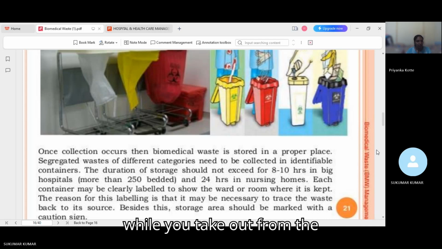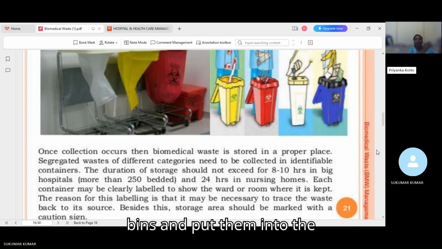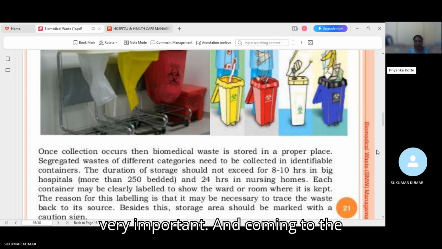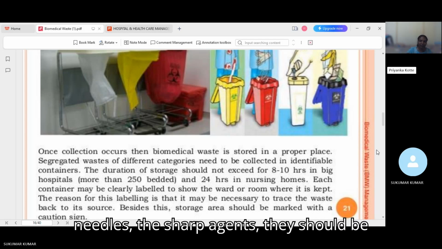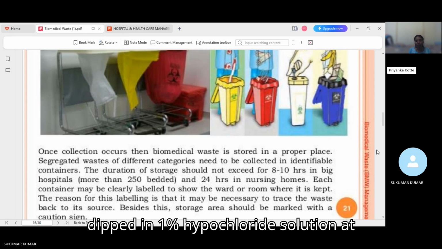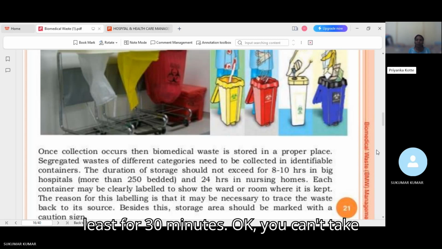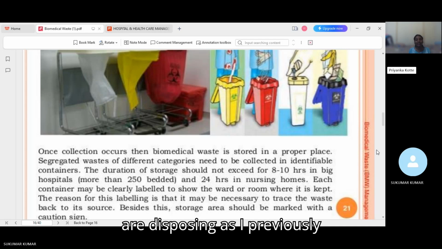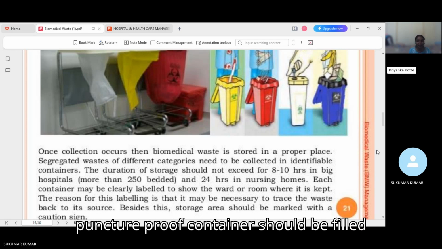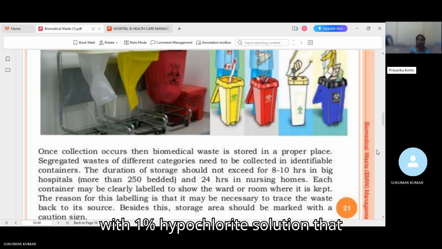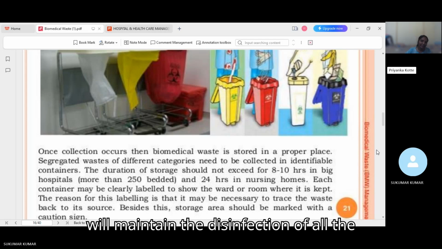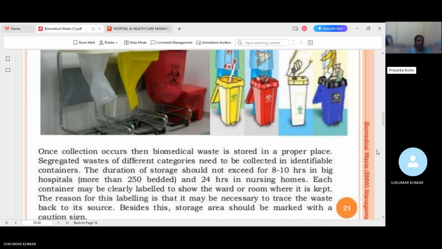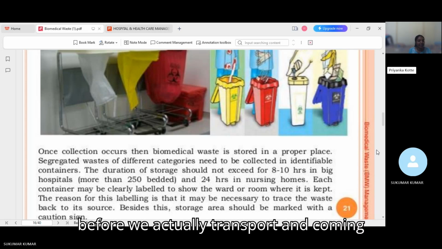Okay, so while you take out from the bins and put them into the transportation trolley, see whether it is mutilated properly or not. That is very important. And coming to the needles, the sharps, they should be dipped in 1% hypochlorite solution for at least 30 minutes. Okay, you can't handle the sharps as you want. As I previously mentioned, the white bin, which is a puncture proof container, should be filled with 1% hypochlorite solution. That will maintain the disinfection of all the sharp objects. Okay, so these are the principles we need to follow before we actually transport.